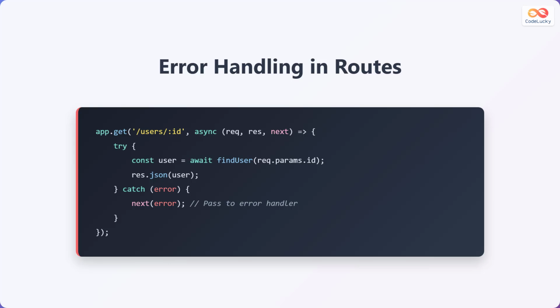This defines an asynchronous route handler that attempts to find a user by ID. If an error occurs during the process, it's caught and passed to the next function. By passing the error to next, you're delegating the error handling to Express's error handling middleware. This ensures that errors are properly logged and handled, preventing your application from crashing.